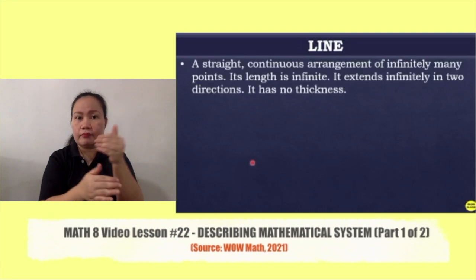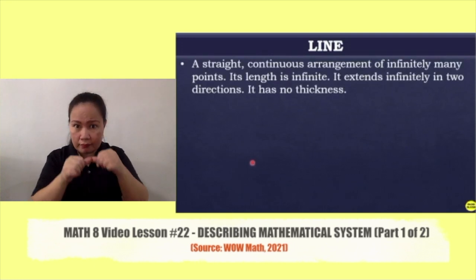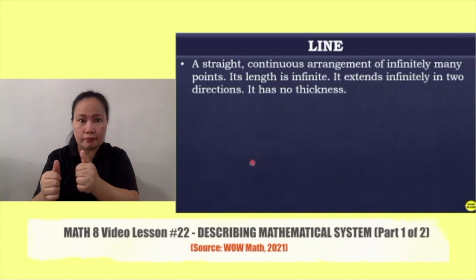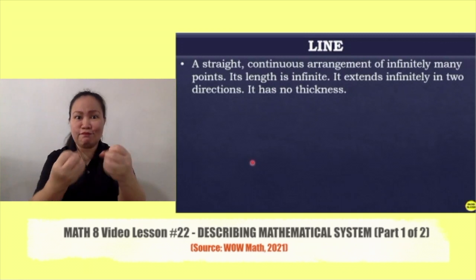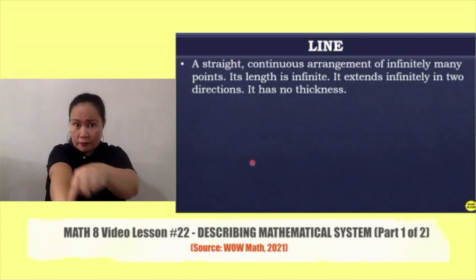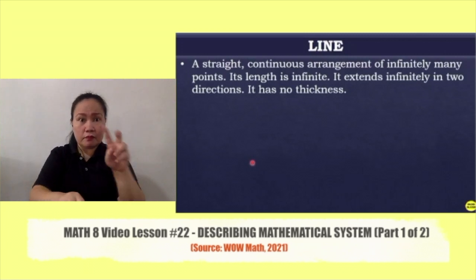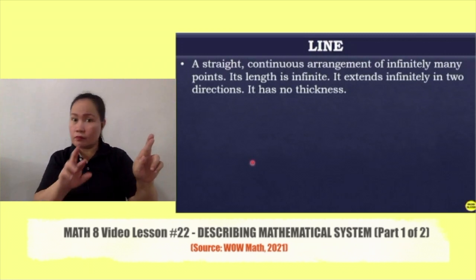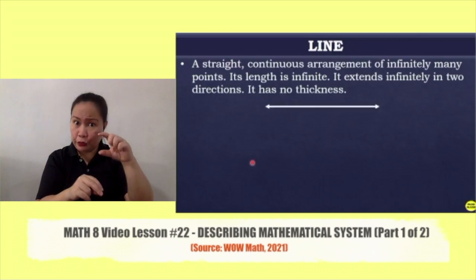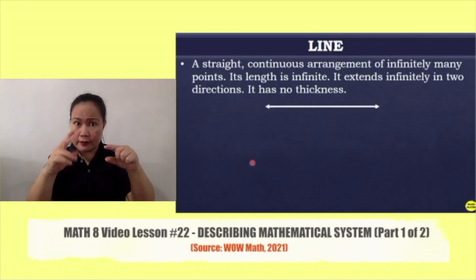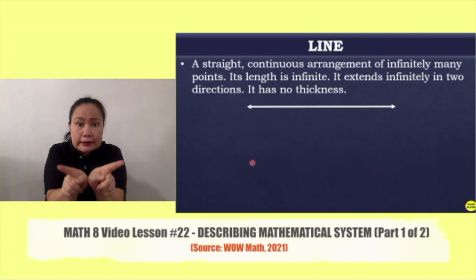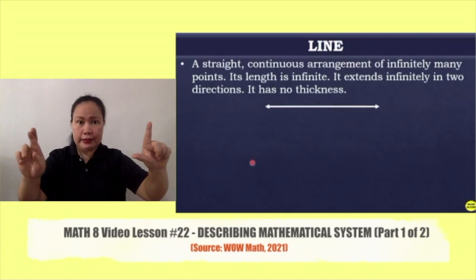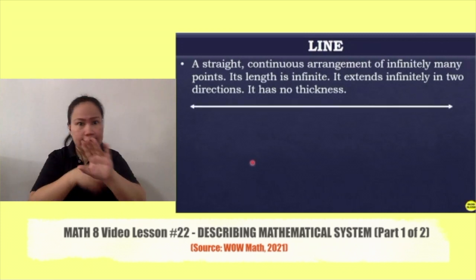Okay, let's proceed to a line. So, a line is a straight, continuous arrangement of infinitely many points. Its length is infinite. It extends infinitely in two directions and it has no thickness. Okay, so, if this is your line, it extends infinitely in both directions. So, from here, nag-e-extend po yan.